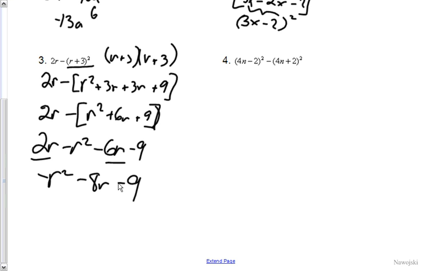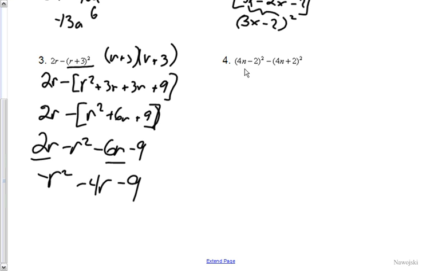Oh, no, we're not. 2 minus 6. Be careful. 2 minus 6, negative 4r. Okay. Simple things like that can make a difference. Changes the whole problem. All right, number 4.